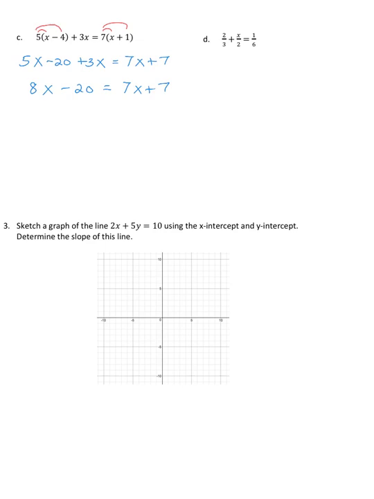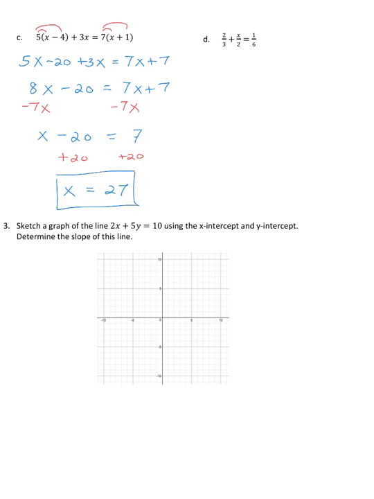I can no longer combine like terms, so I'm going to start moving things from one side of the equation to the other. I'll subtract 7x from both sides. This gives me x minus 20 is equal to 7. I'll now add 20 to both sides, and I have x is equal to 27, and that's my final answer.